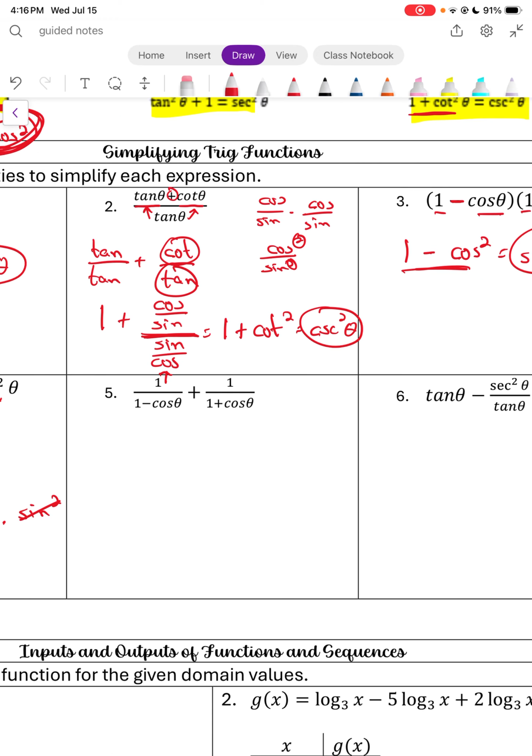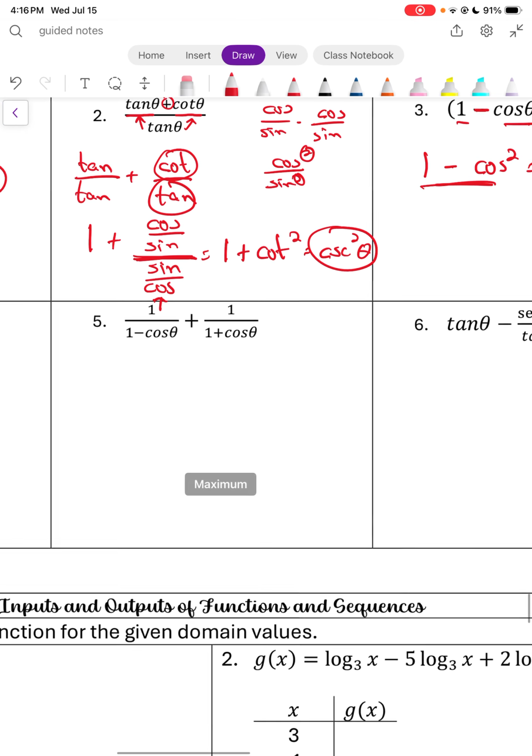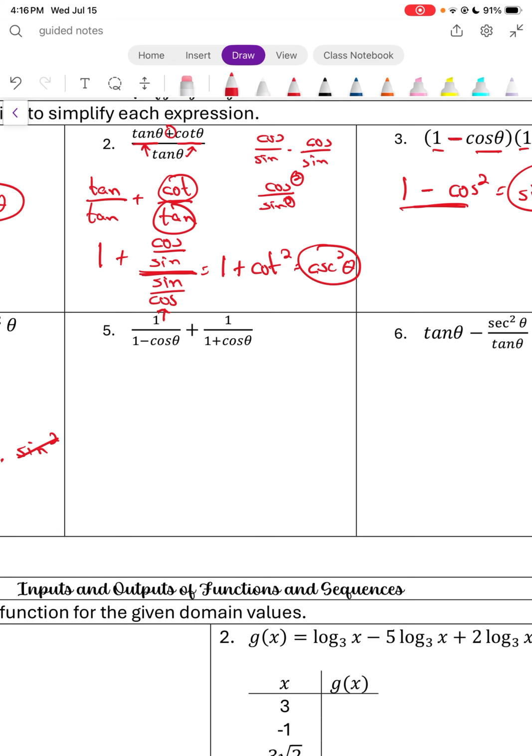Next one, you can find common denominators. Everything that is legal in algebra is also legal when you're dealing with trig expressions. My common denominator will actually be conjugates. So my first term has a 1 minus cosine already, but it's missing a 1 plus cosine. So I'm going to multiply top and bottom by 1 plus cosine. My second expression has a 1 plus cosine, but it's missing its 1 minus cosine.